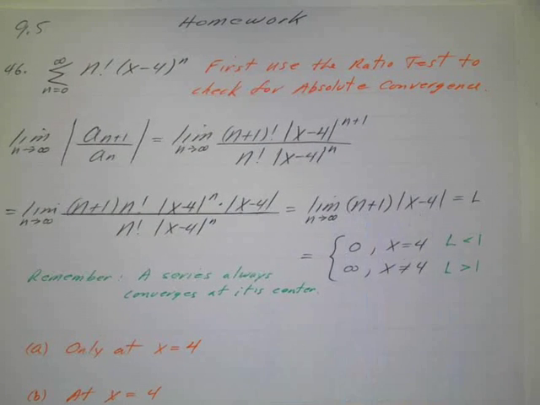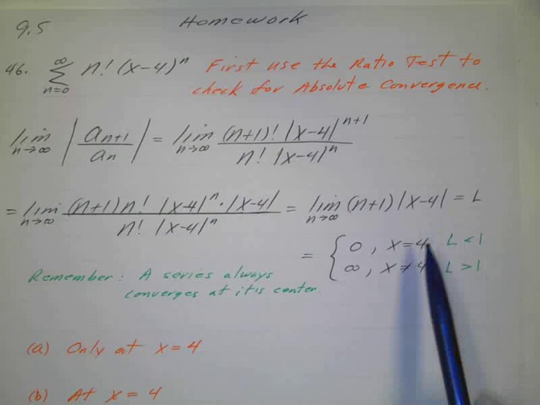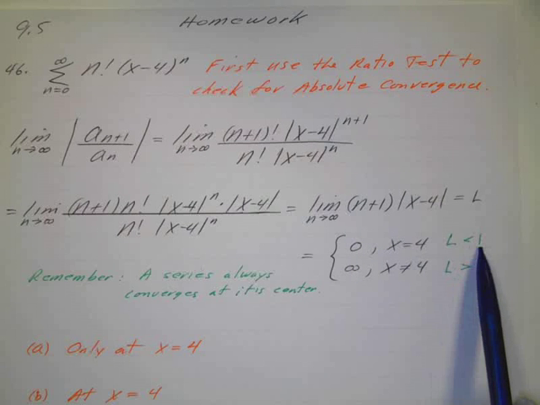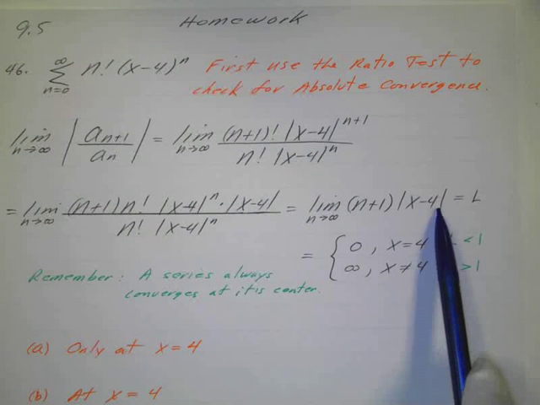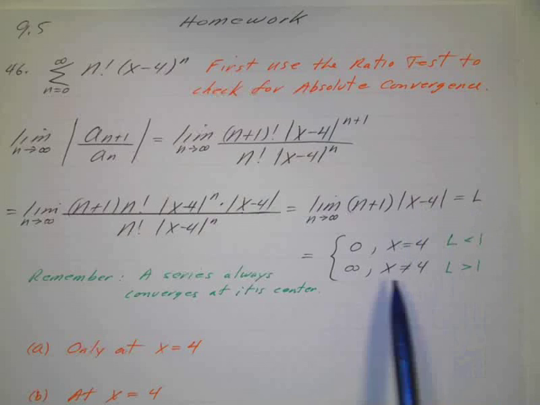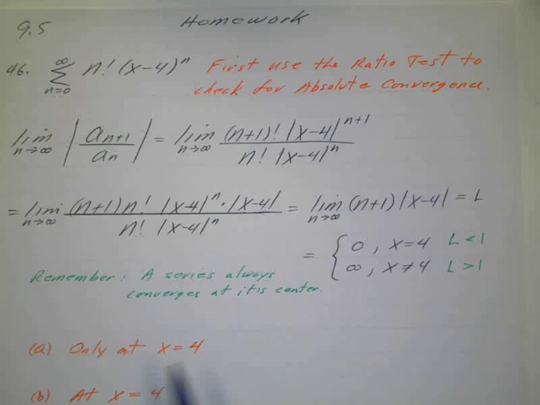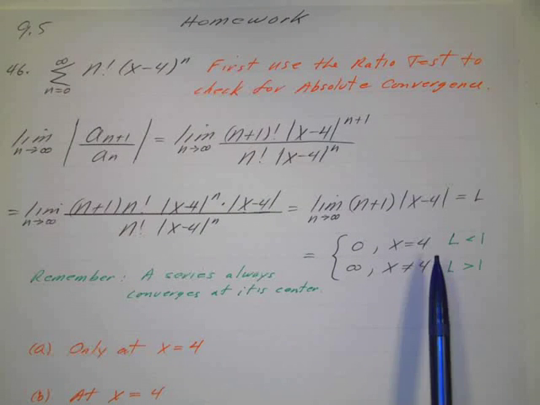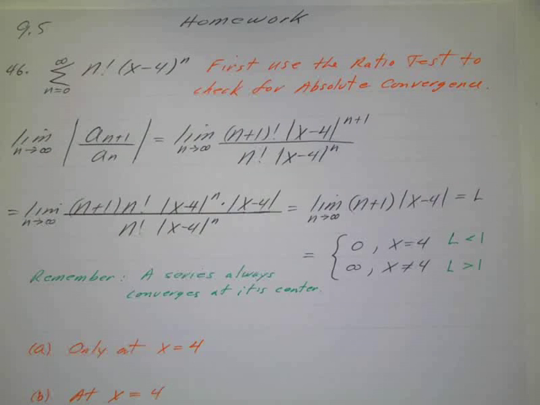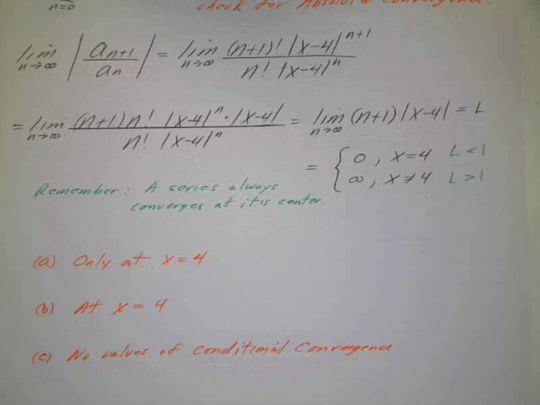Now, this is going to go to infinity, so there's a couple of ways to look at it. When x equals 4, this is equal to 0, so L is less than 1, and when x is not equal to 4, this is going to be infinity times that, which will be infinity, which means L is greater than 1. Remember, a series always converges at its center. So it converges only at x equals 4, and it converges absolutely at x equals 4, with no values of conditional convergence. Okay? So I hope that makes sense.